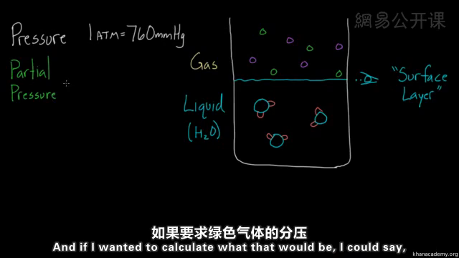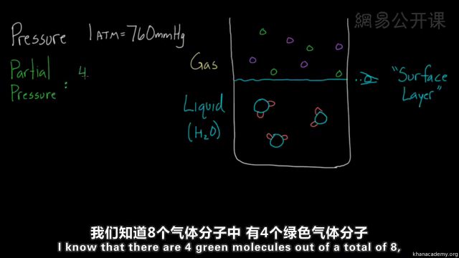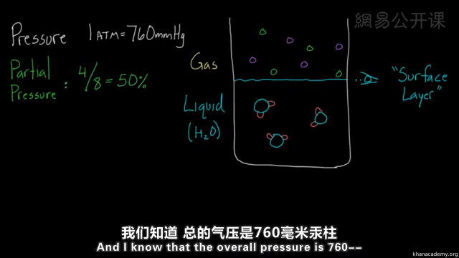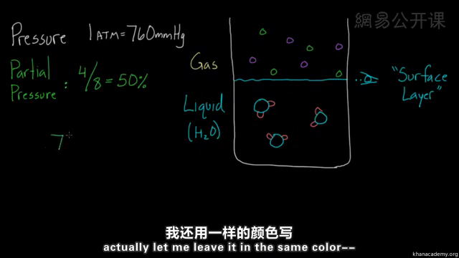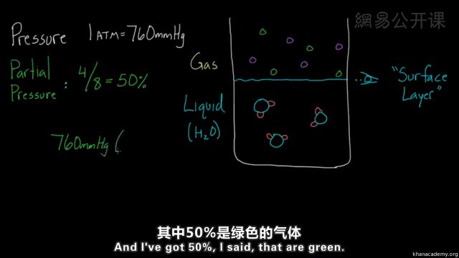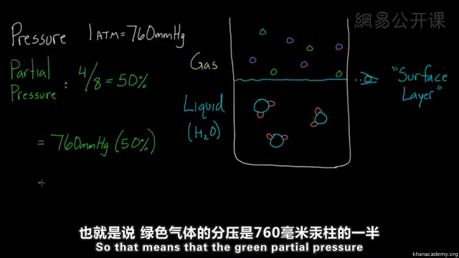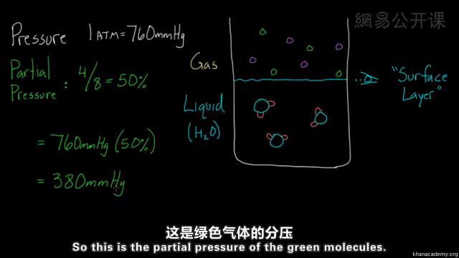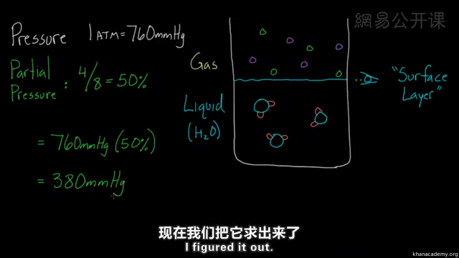And if I wanted to calculate what that would be, I could say, well, I know that there are 4 green molecules out of a total of 8, and that is 50% green molecules, right? And I know that the overall pressure is 760 millimeters of mercury. And I've got 50% that are green. So that means that the green partial pressure is going to be half of 760, which is 380. So this is the partial pressure of the green molecules. I figured it out, right?